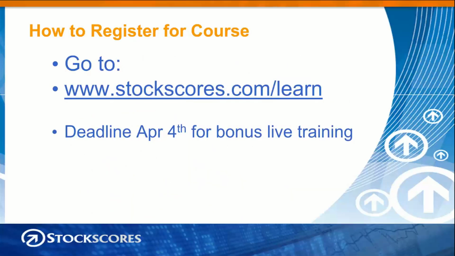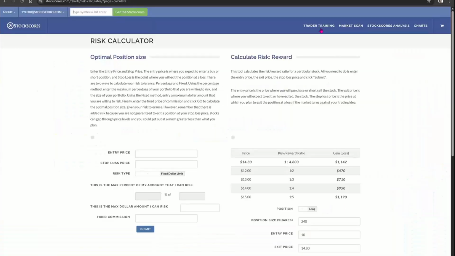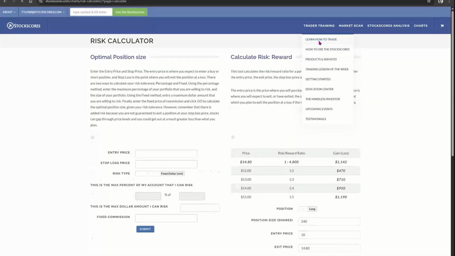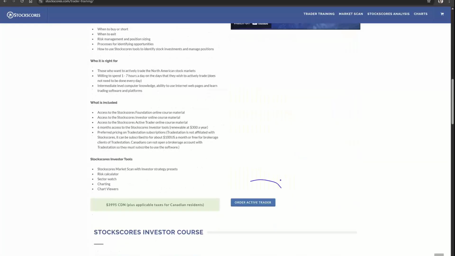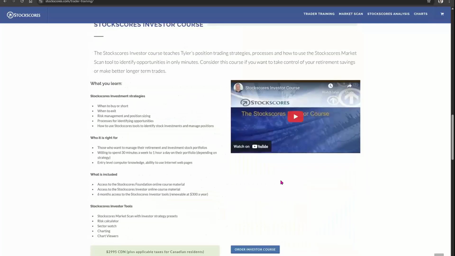To register for that, you just go to stockscores.com, go to the trader training area, learn how to trade, and scroll down the page to Active Trader. You buy it by clicking on that. It'll walk you through the process. You enter your discount code in at checkout. If you want to do the investor course, it's right there.